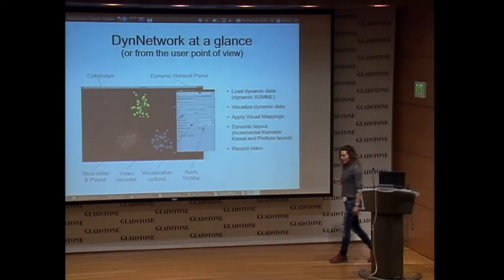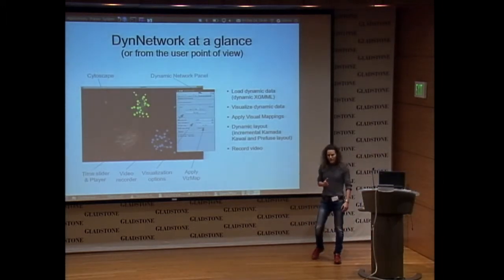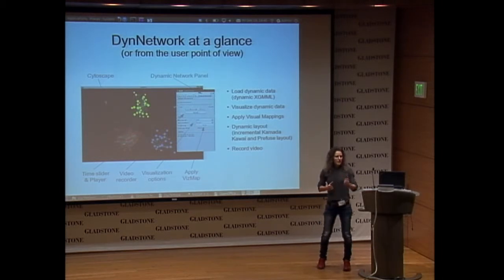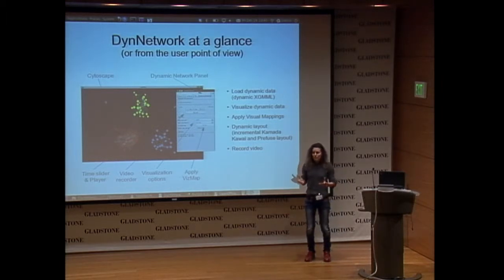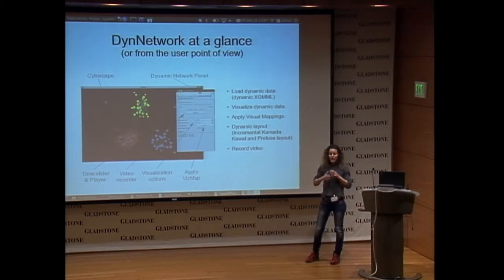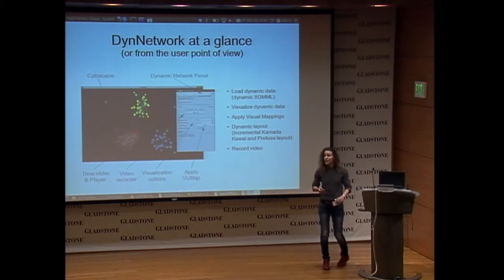First of all, what is a dynamic network? A dynamic network is any network that has nodes, edges, or any attribute that changes, and usually changes in time, but you can think of it also as any parameter. For instance, it could be any experimental conditions. So it doesn't necessarily have to be time.